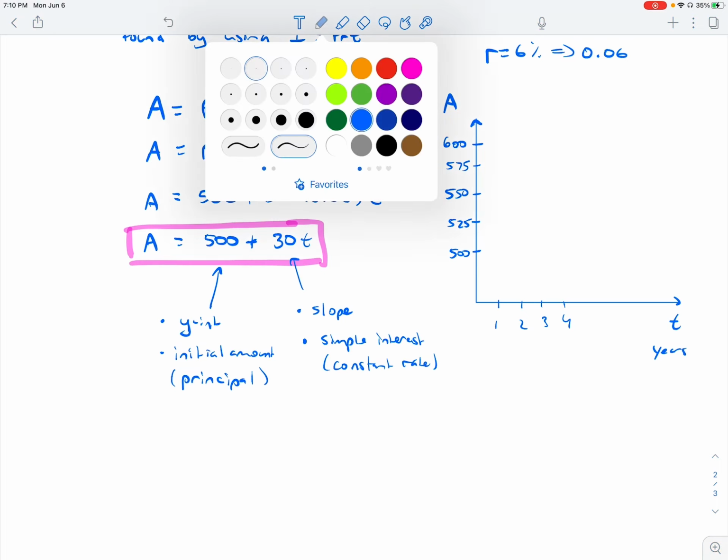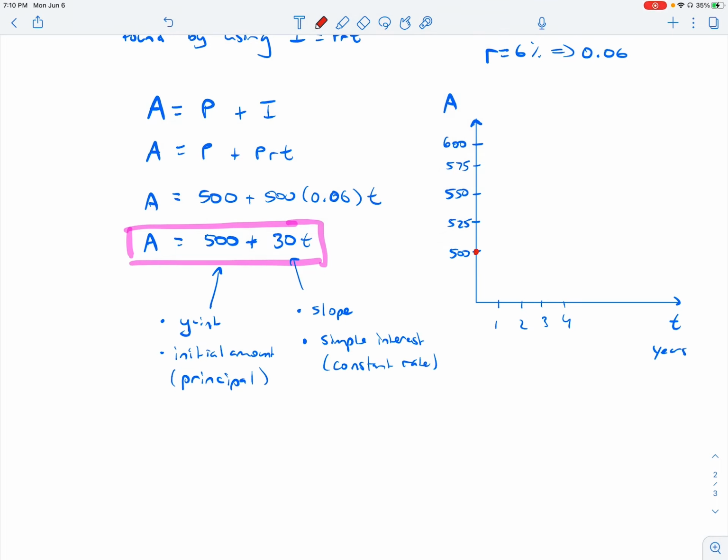At time 0, we'll graph this in red. We have the principal that's been invested. After 1 year, it's going to make $30, and I can tell because that's the slope of this. So remember, you can always compare this to y equals mx plus b, right? This is just written the other way. If you switch those terms, there's our linear part, and then we have our y-intercept.